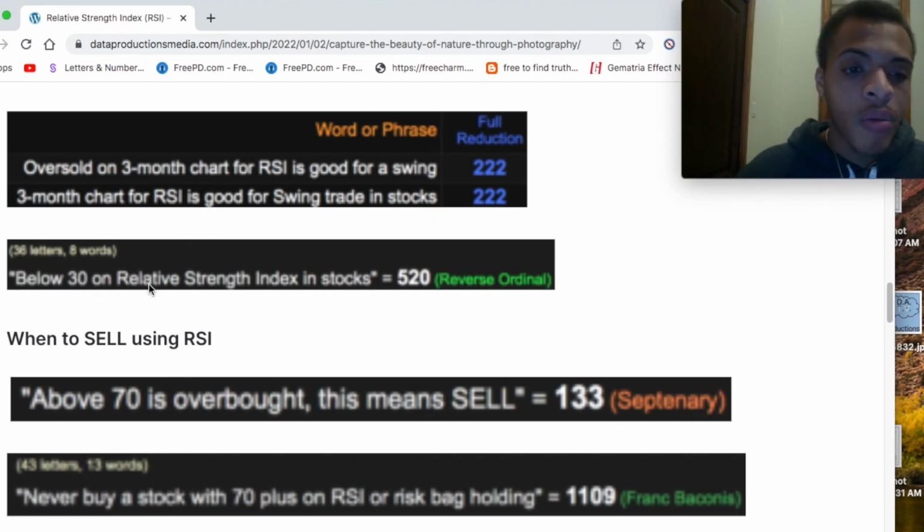Below 30 on relative strength index in stocks also equals 520 in reverse ordinal. We understand 52 is a big money number. All right. So currencies and things along those lines. So we can't be remiss about 52.